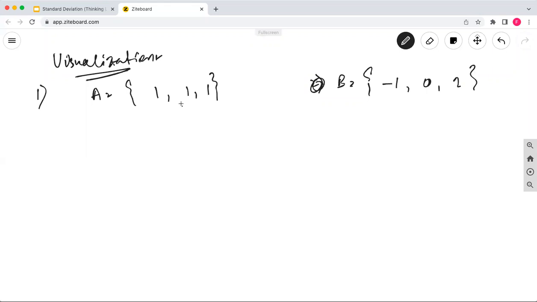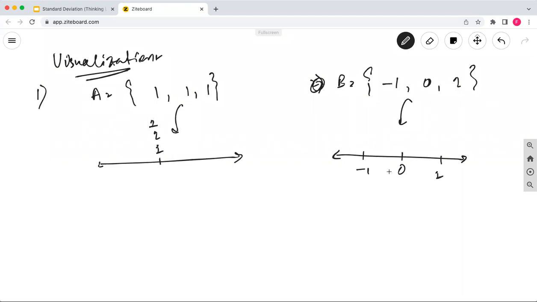If we see both of these on the number line, in the first set all of the elements are at 1, 1, 1, and 1. In set B, we have this as -1, this is 0, and this is 1. Now you can clearly see which data has a greater stretch, is more dispersed from the center. Definitely set B, right?